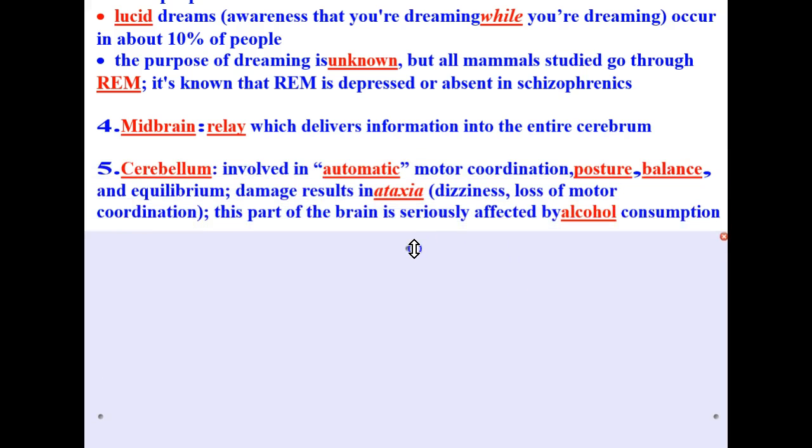The cerebellum. The cerebellum is involved in automatic motor coordination, posture, balance, and equilibrium. Damage results in ataxia, which is dizziness, loss of motor coordination, and this part of the brain is seriously affected by alcohol consumption.